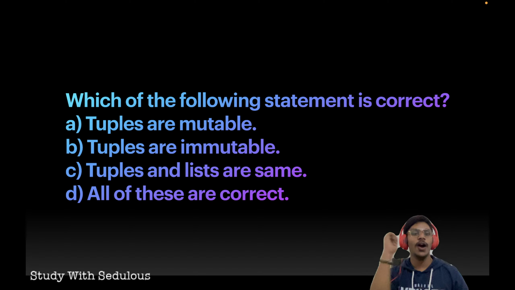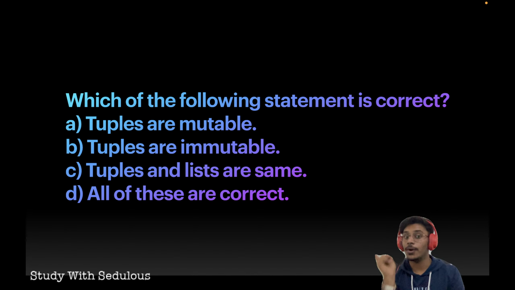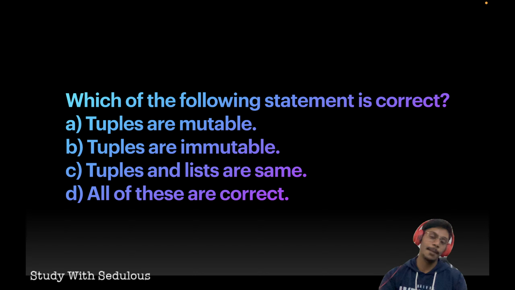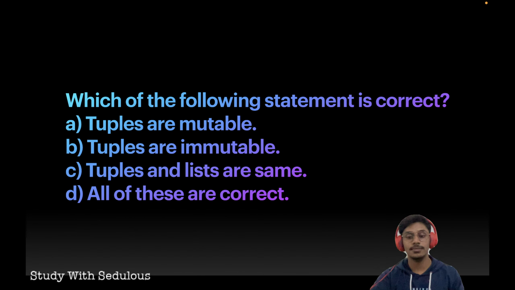Which of the following statements is correct? Tuples are mutable? No. A list is mutable. A dictionary is mutable. But tuple and text are immutable. Tuples are immutable. Options, just look at that. Tuples and lists are the same? Then why are we calling them by two different names? So that makes no sense. All of these are correct? Not at all. It should be option B. Tuples are immutable.